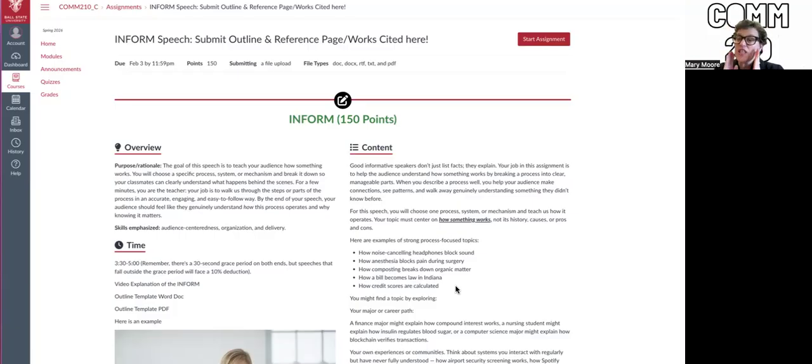For the speeches, you're thinking about something that maybe you've always wondered about, like how does that process or system or some sort of mechanism work? If you have any expertise in an area, this would be a good thing for you to explain. One of my favorite speeches that I heard was someone who explained how a combine worked. And it was so fascinating to me.